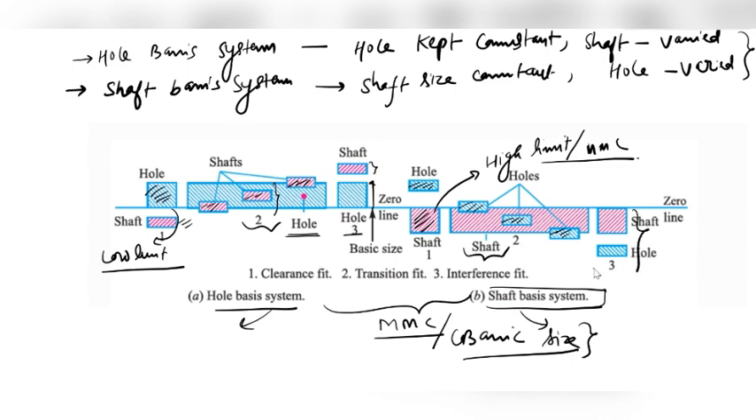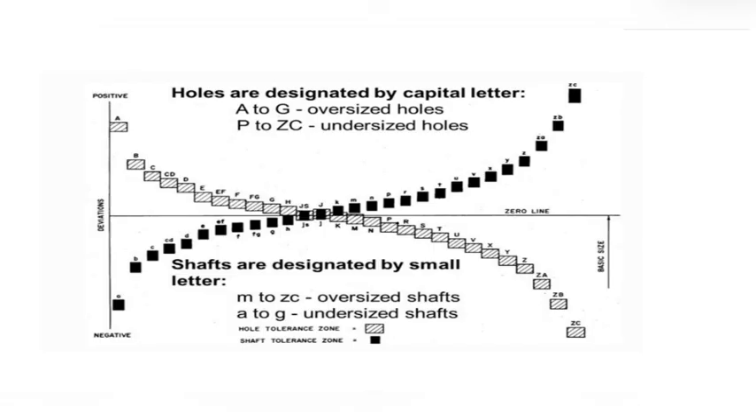And this is the third case, that is the interference fit, where the shaft tolerance zone lies above the tolerance zone of the hole. So these are the three clearance, transition and interference fits, and how they will be decided in the case of a hole basis system and the shaft basis system.